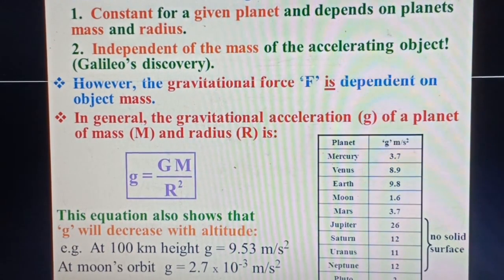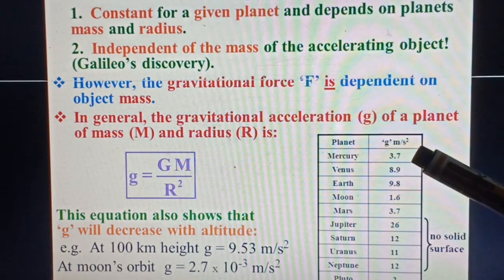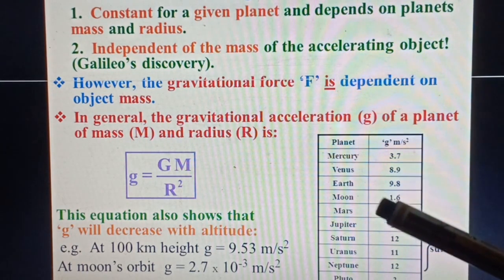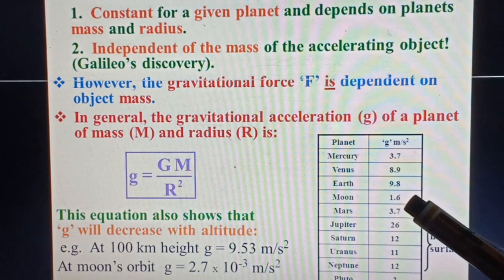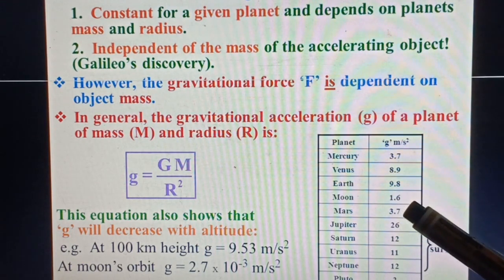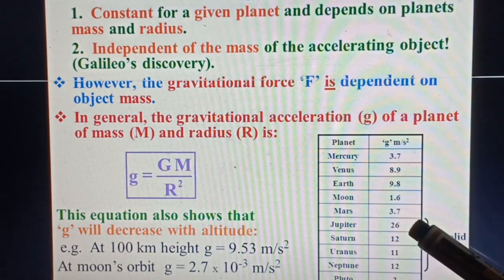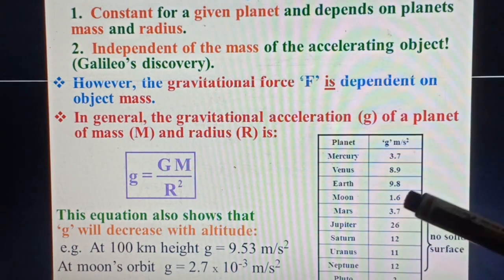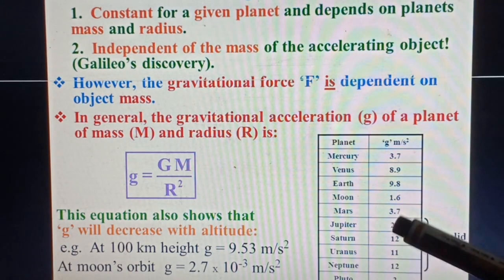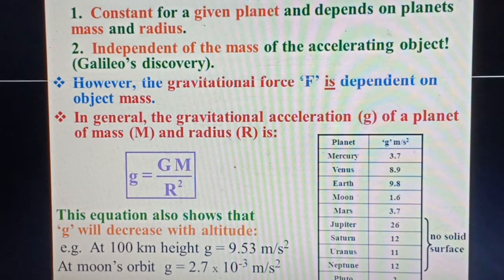And this table shows the values for different planets. Suppose for Mercury it is 3.7 meter per second square, Venus is 8.9, Moon is 1.6. See, the gravitational attraction of Moon is very much less compared to Earth. Mars 3.7. Jupiter, Saturn, Uranus, Neptune, these are high. These don't have any solid surface also. The gravitational attraction is so high in these planets. But these planets, Mercury, Venus, Mars, have comparatively low values of g.